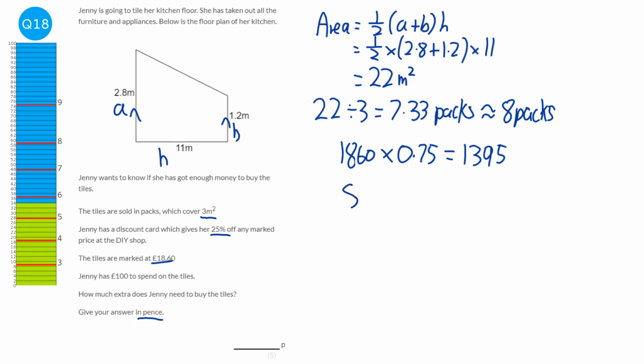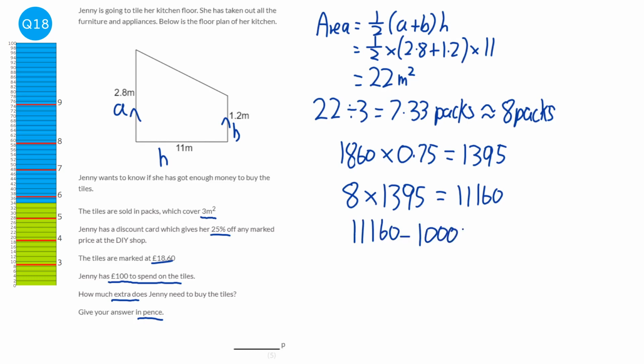And so it's going to be 8 lots of the 1,395 pence packs, which will cost in total 11,160 pence, or £111.60. But Jenny has £100 to spend, and we're asked how much extra she needs. So we're going to do 11,160, take away the 10,000 pence that she has, which will give us 1,160 pence. So she needs to find £11.60, or 1,160 pence, from somewhere.